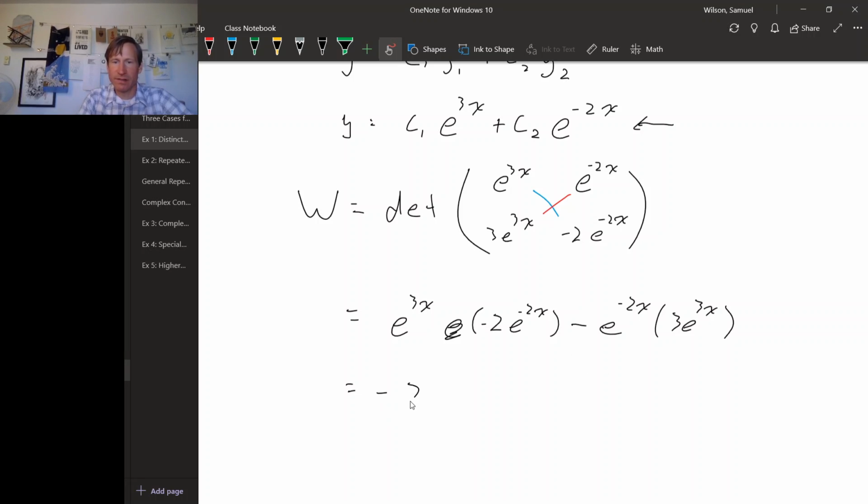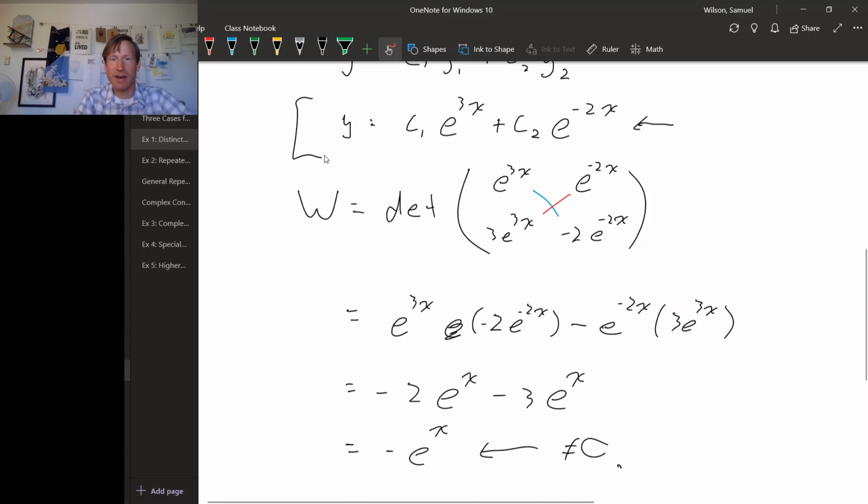And this is going to give us minus 2 times e to the 3x times e to the minus 2x, which is e to the x, minus 3 times e to the x. So this all comes out to be minus 5 e to the x, and that's never 0. So this solution that we wrote down really is the general solution because it's a linear combination of a fundamental set of solutions.